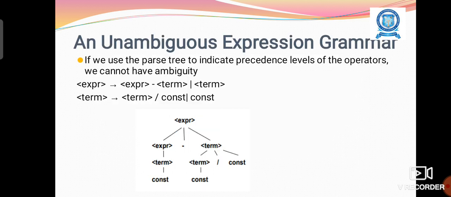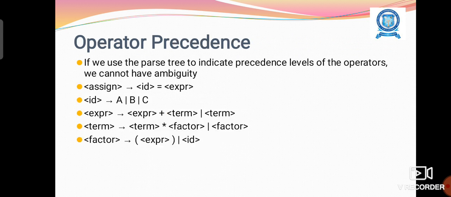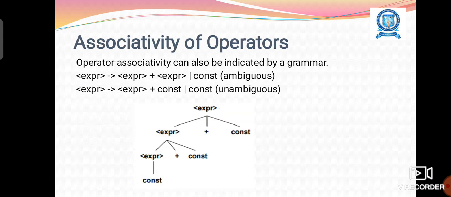An unambiguous expression grammar means a unique parse tree can be drawn for a particular derivation. If this condition holds, the grammar is called an unambiguous grammar. Operator precedence: if we use the parse tree to indicate precedence levels of the operators, we cannot have ambiguity. Associativity of operators: operator associativity can also be indicated by the grammar.